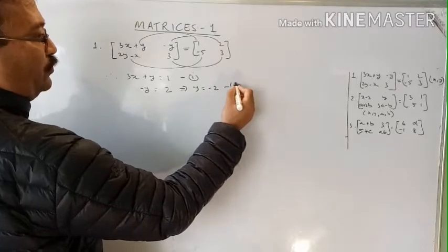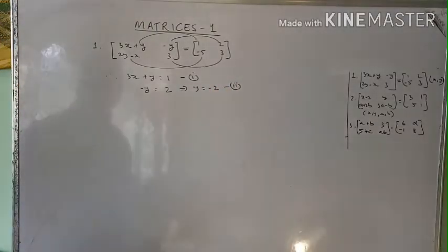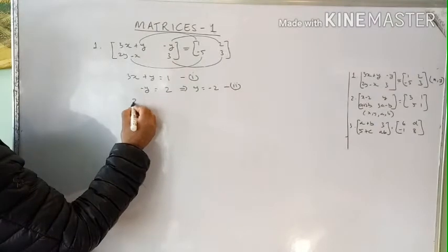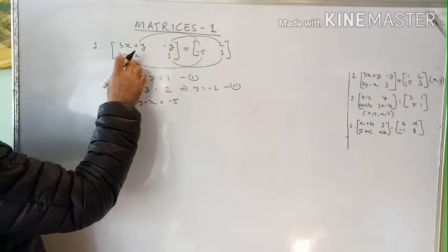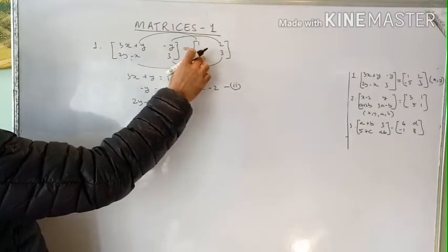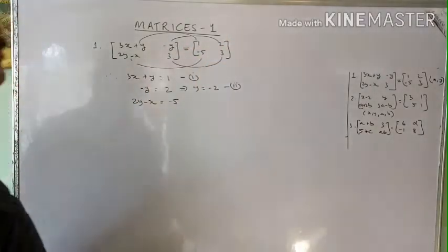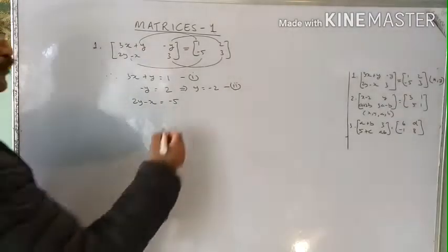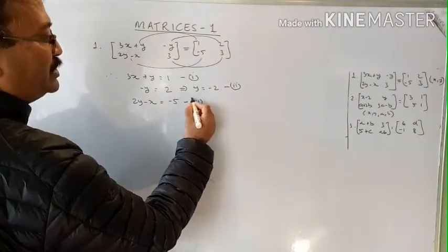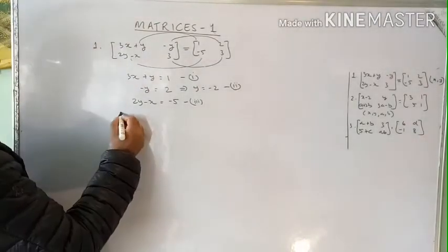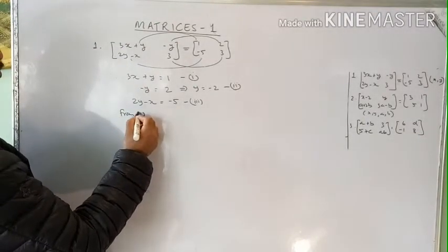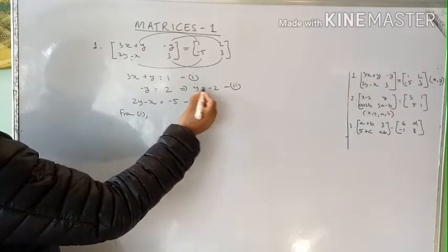Equation number 2. This gives you the value of y. Then third one, 2y minus x must be equal to minus 5. This is the first element in the second row. And 3 equal to 3, there's no variable, so no need to write that one. Here the question is to find the values of x and y. The y value is already found. So from equation 1, we'll use the value of y in equation number 1.